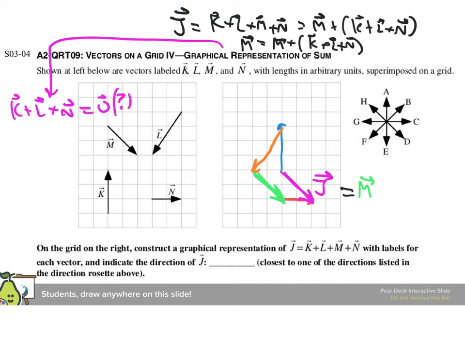Let's see what that would mean. So I'm going to erase this so we have some room to talk. And I'm just going to do those. So I'm going to say, give me this and say k is this way. And then l says this. And then n says this. And notice that we're back to where we started. We went around this triangle and ended where we started. So this is equal to a 0 vector.